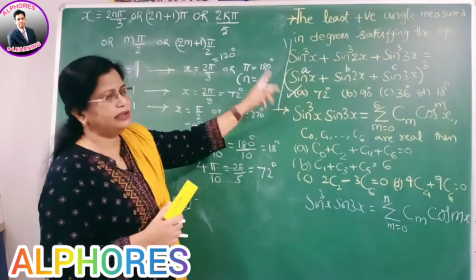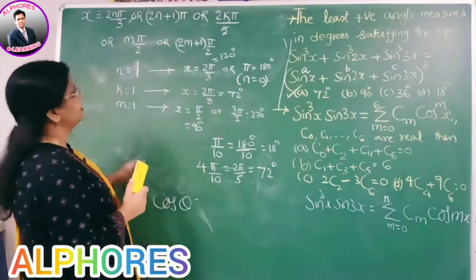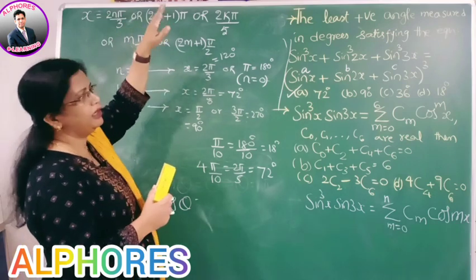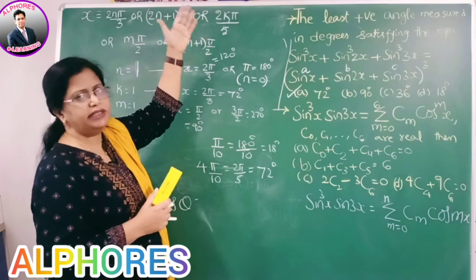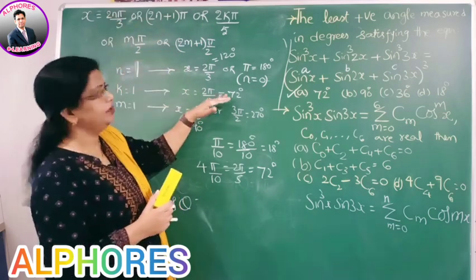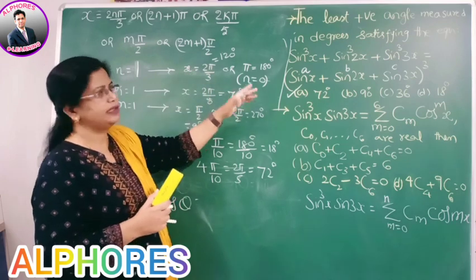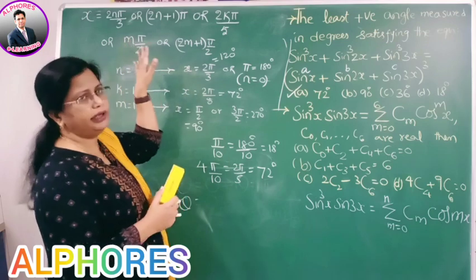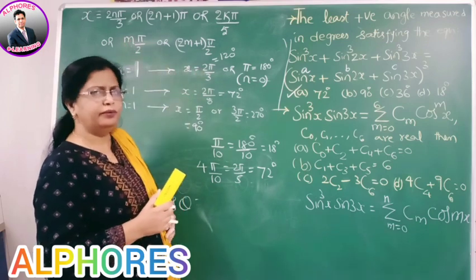Finally, what is the answer here? 72 degrees. If you put n as minus 1 like that, then you will get negative values. That's why we didn't touch any negative value. And if you put k as 2 onwards, you will get values more than these. But the question is about the least value. That's why we have taken only n as 1 or n equal to 0.